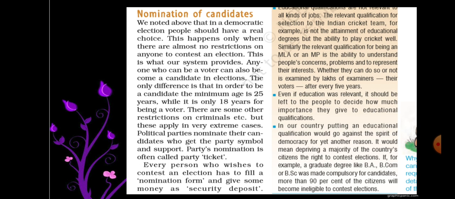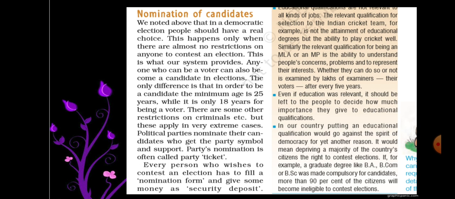Then recently there is a new system by the Supreme Court. By that, every candidate has to make a legal declaration giving full details of serious criminal cases pending against the candidate, details of assets and liabilities of the candidate and his or her family, and also the educational qualification of the candidate.